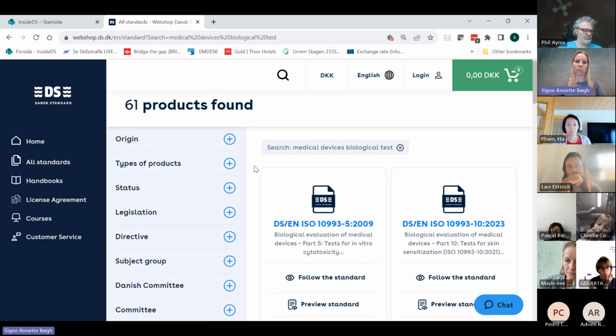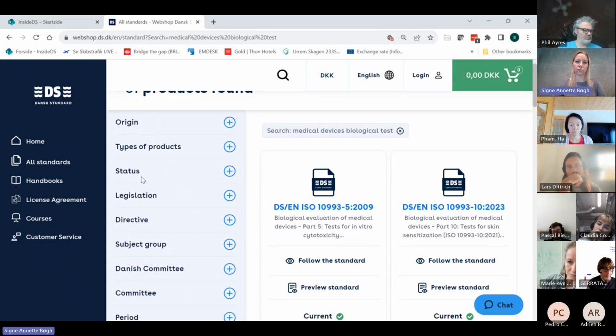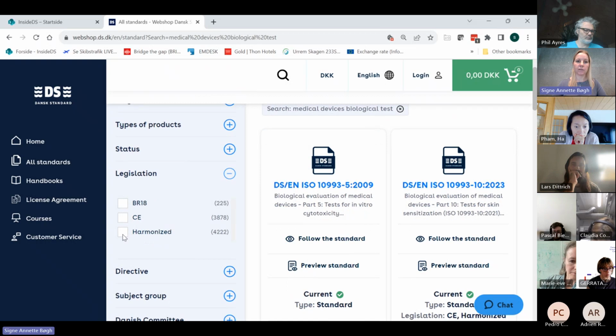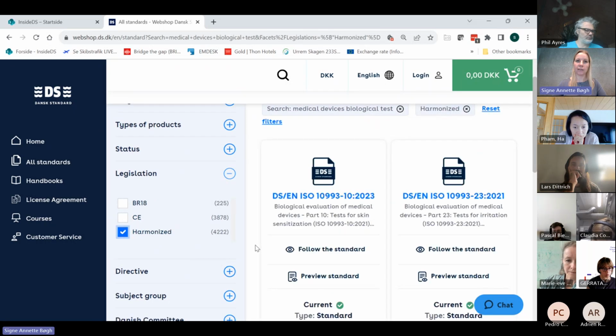In the Danish webshop, we also have these different search tools that I recommend that you can also use. For example, if I'm looking for a standard that is linked to European legislation, then I can press harmonized. Fear not, at the next one about CE marking you will get to know more about what is harmonized, but it basically means that this particular standard is linked to European legislation. That's what harmonized means, very briefly.